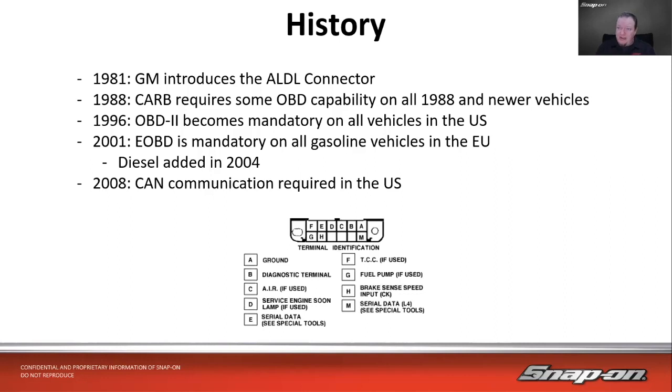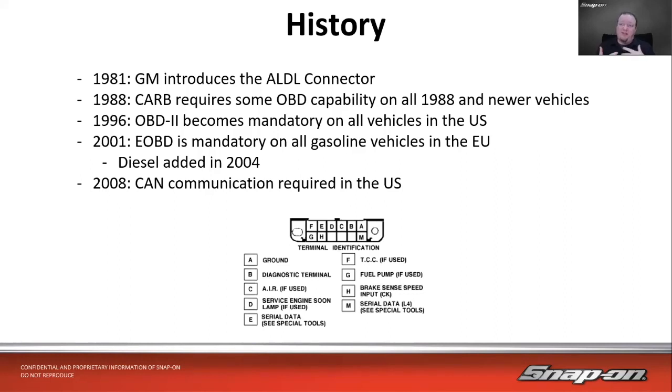2001, EOBD became mandatory in all gasoline vehicles in Europe, and diesel was added mandatory in 2004. So they lagged a little bit behind, and you'll see that over here in the States, where you may have some vehicles with multiple connectors on them. They'll have an OBD2 connector and like maybe a round factory connector under the hood.